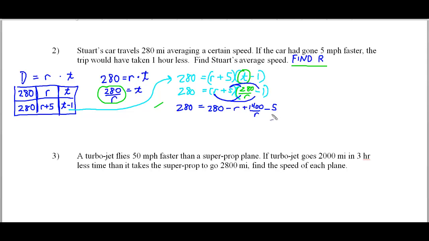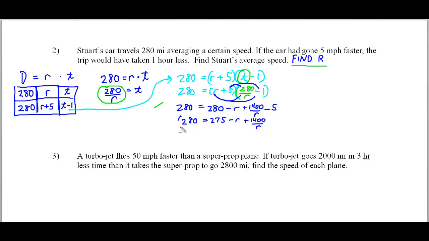Now, here's what I'm going to do. I'm going to do a little bit of simplification, and then I'm going to do some pretty cool stuff to get me what I need here. I'm going to move the -5 over to the 280. So I've got 280 is equal to 275 minus r plus 1,400 divided by r. And we're still trying to figure out, what's our process here? What's our plan? Well, our plan at this moment is to clear the denominator of the variable r.